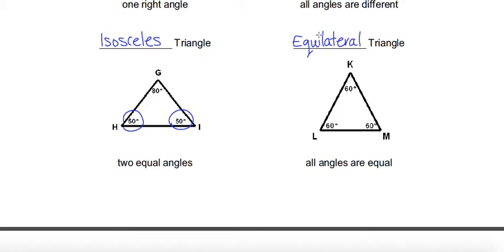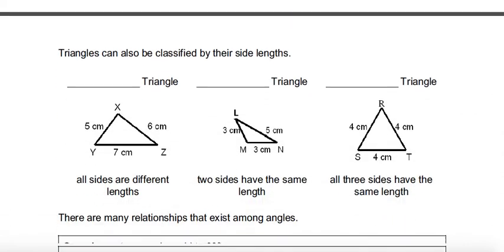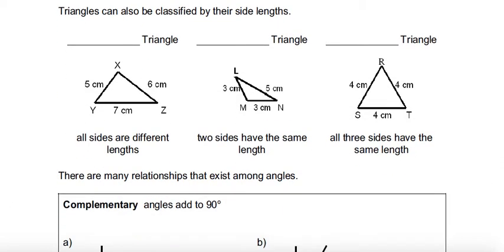So triangles, as I said, can be classified using their angles, but they can also be classified using their sides. And that's going to be very important for us as well. When we look at the next page of this lesson, we have triangles, and some of their names will be similar to what you had when we looked at angles. So triangles can also be classified by their side lengths. If every single side is different, just like every single angle was different, this is a scalene triangle.